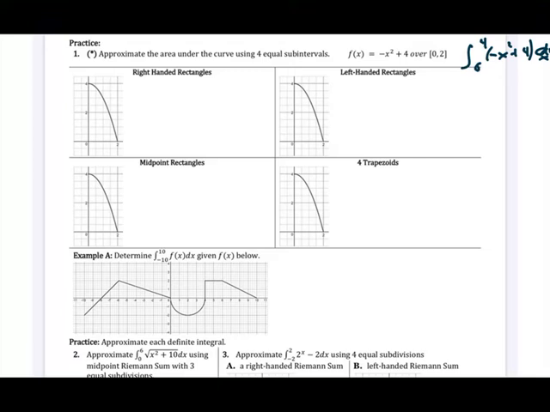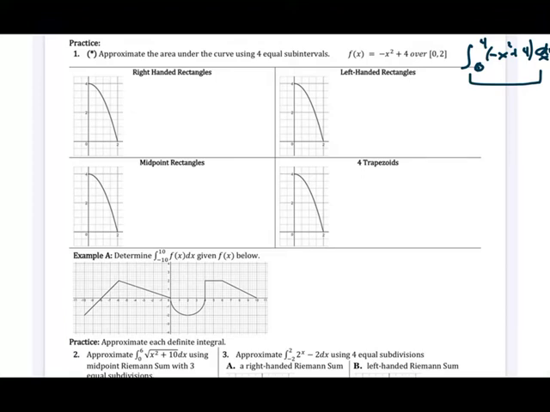So we actually have not talked about how to mathematically do this without having to look at all these graphs and make these rectangles. We are going to talk about that in 4.3. But right now, we're going to approximate that integral using 4 different Riemann sum approximations. First using right-handed rectangles, second using left-handed rectangles, third using the midpoint rectangle, and fourth using trapezoids.